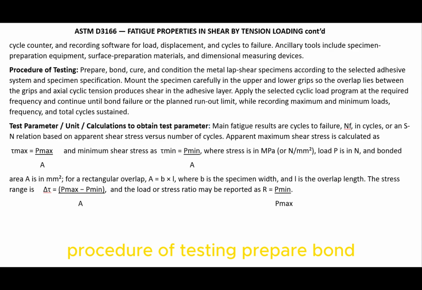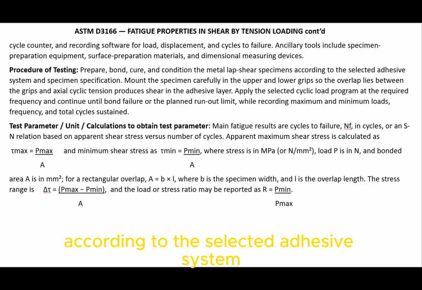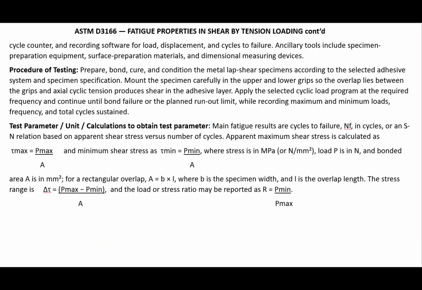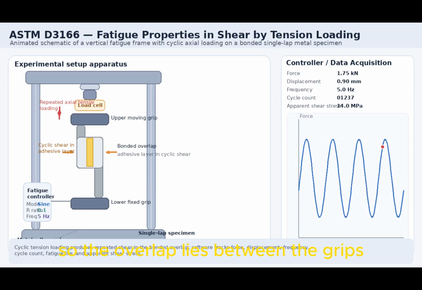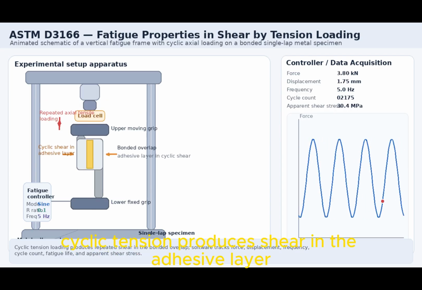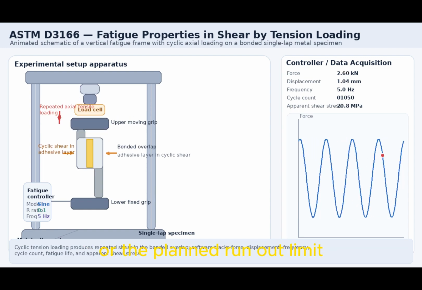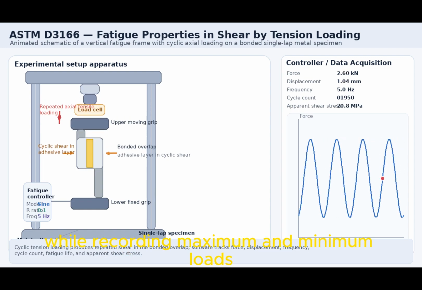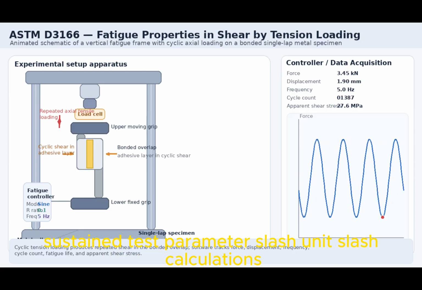Procedure of testing: prepare, bond, cure, and condition the metal lap shear specimens according to the selected adhesive system and specimen specification. Mount the specimen carefully in the upper and lower grips so the overlap lies between the grips and axial cyclic tension produces shear in the adhesive layer. Apply the selected cyclic load program at the required frequency and continue until bond failure or the planned run-out limit, while recording maximum and minimum loads, frequency, and total cycles sustained.